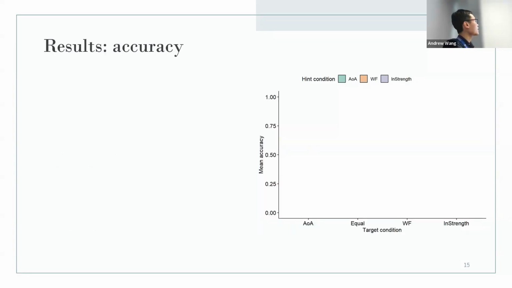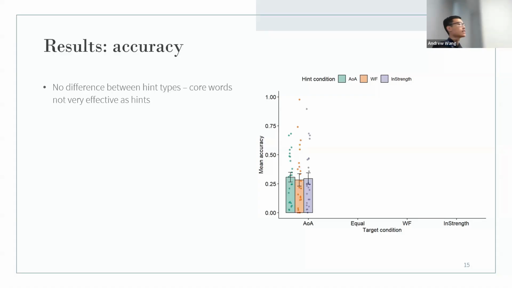So looking at the results, what I'm going to show you is the accuracy for target words that people guessed in the experiment, which you can see there on the y-axis. We have the different types of target words along the x-axis, so target condition. And then the colors represent the different types of core words that made up our hint words in this task.